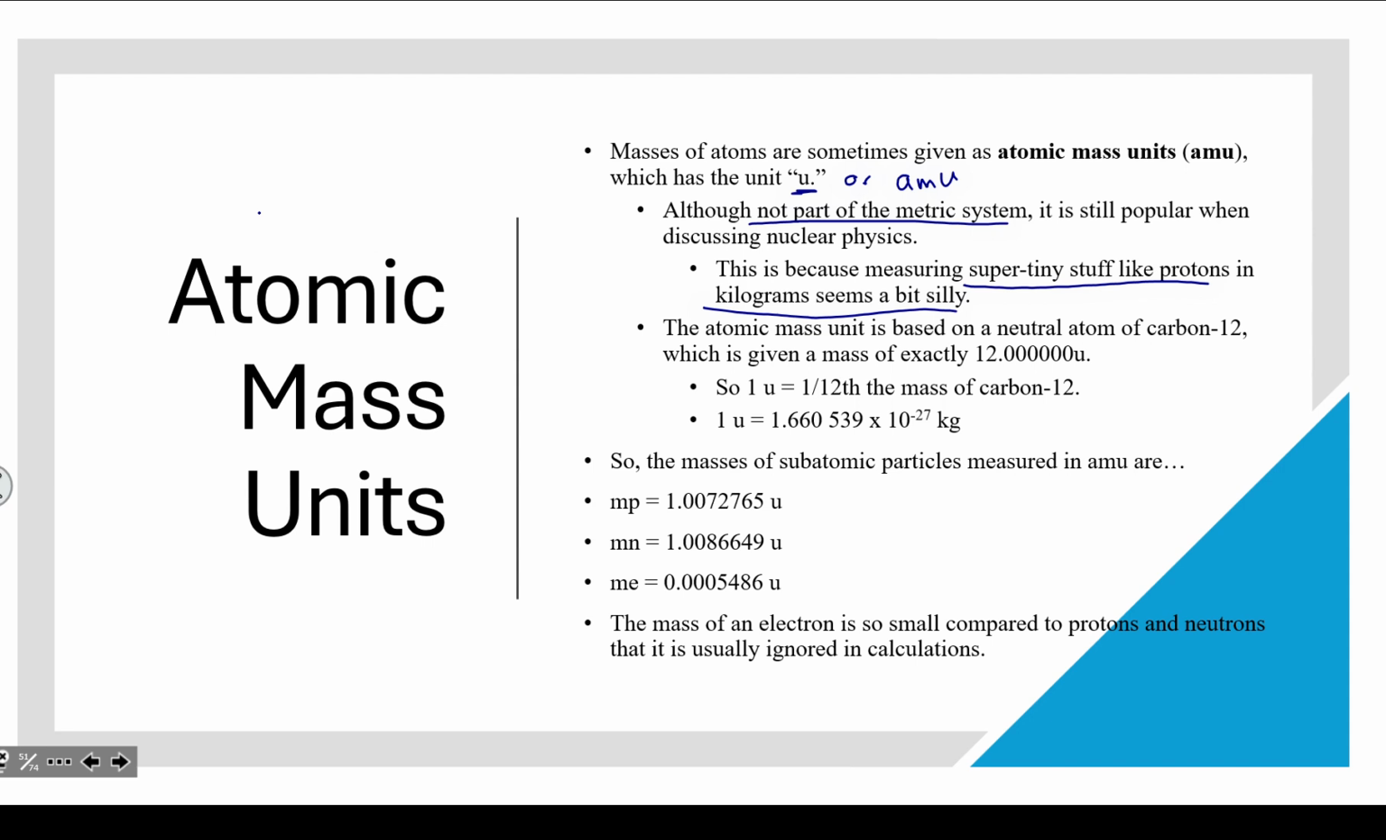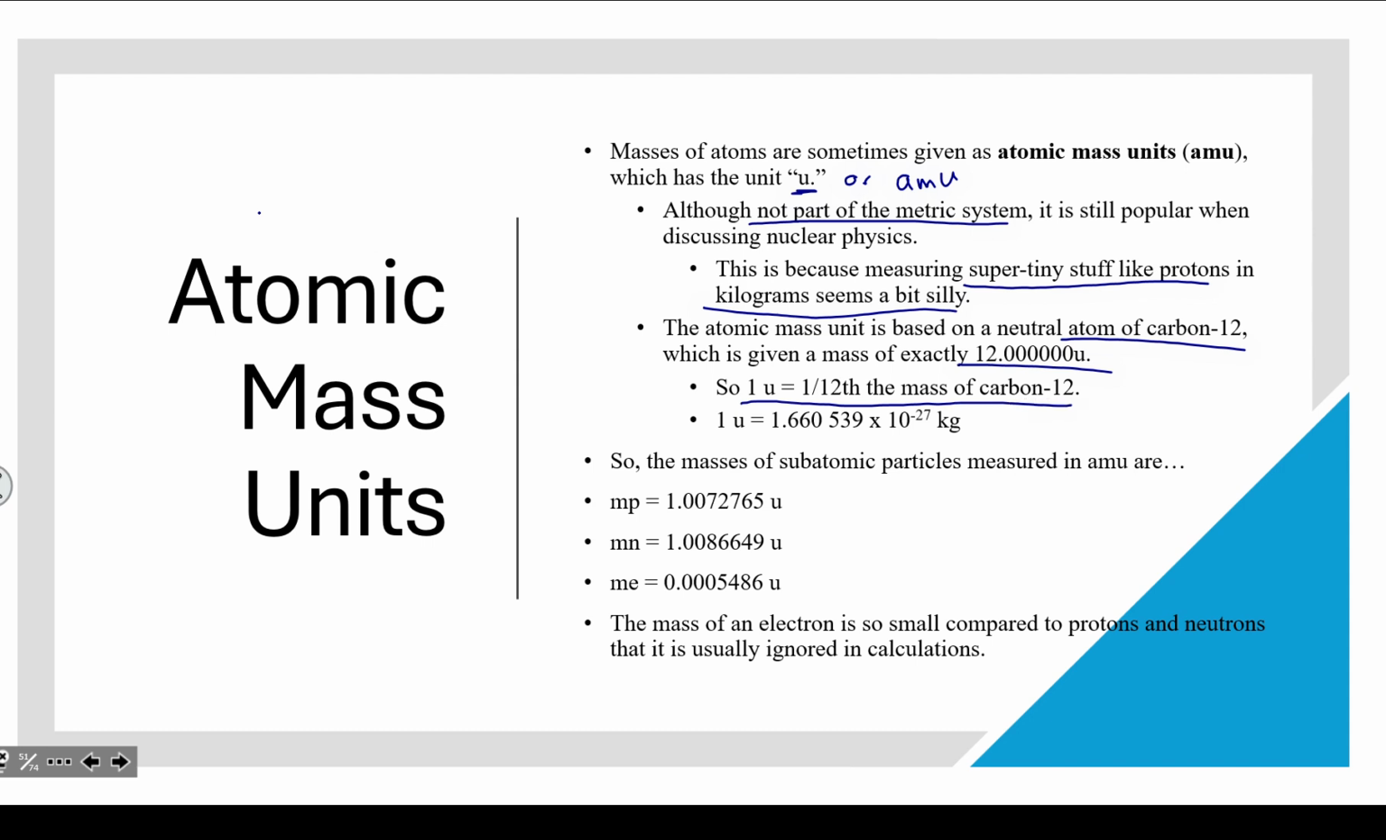So this is how we come up with an atomic mass unit. We take an atom of carbon-12, a neutral atom with the proper number of electrons, and we say that it is exactly 12 atomic mass units because it has 12 particles in its nucleus. So therefore, 1/12 of that mass should be 1 atomic mass unit.